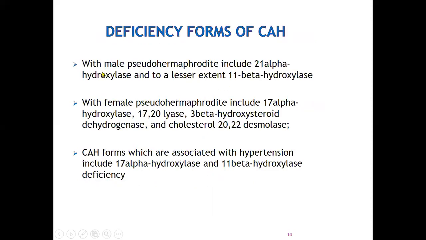So, what happens with the male pseudohermaphrodite includes 21 alpha hydroxylase and, to a lesser extent, 11 beta hydroxylase. The female pseudohermaphrodite includes 17 alpha hydroxylase, 17,20 lyase, 3 beta hydroxysteroid dehydrogenase, and cholesterol 20,22 desmolase. These are the enzymes involved in this particular category in which female pseudohermaphrodite is the main case. Congenital adrenal hyperplasia forms which are associated with hypertension, as we discussed in the last slide, include 17 alpha hydroxylase and 11 beta hydroxylase deficiency.